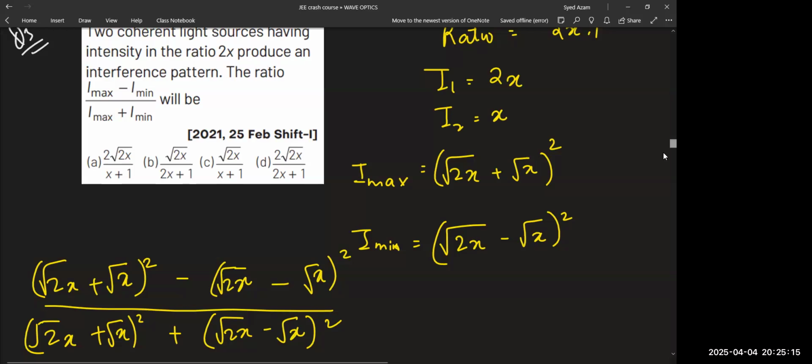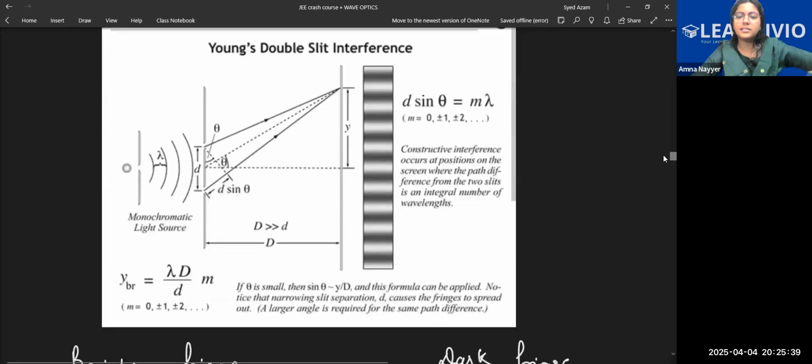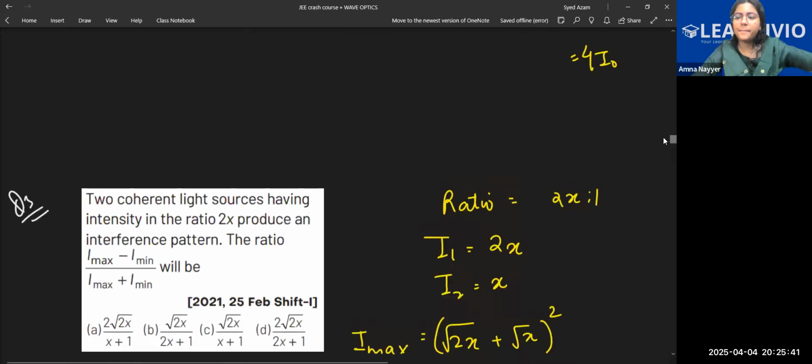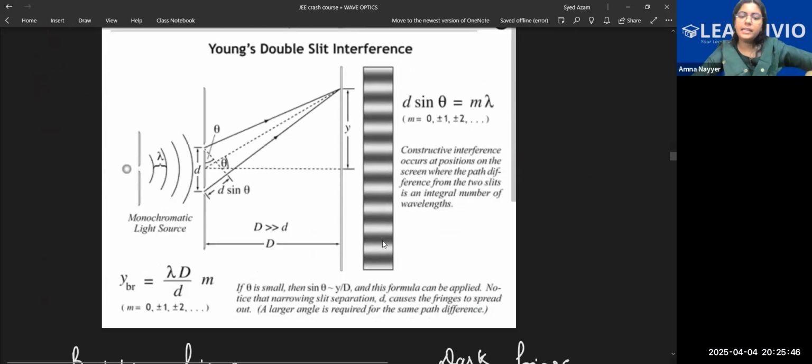Yes, ma'am. Okay, let's start with Young's double slit experiment. So basically in Young's double slit experiment, there was a source of light and two slits were drawn. From both the slits, waves were entering and they used to superimpose each other. What happened? Two kinds of patterns were observed. Bright and dark fringes were observed like this. See, a bright fringe, then a dark fringe.